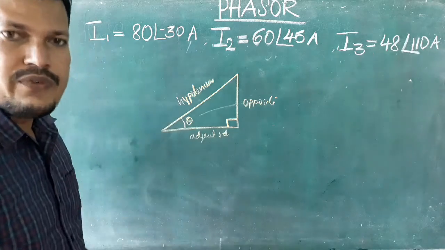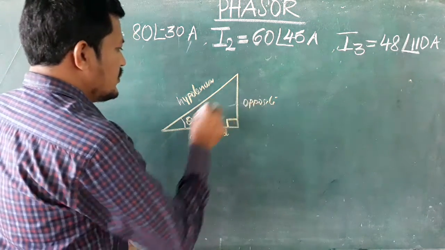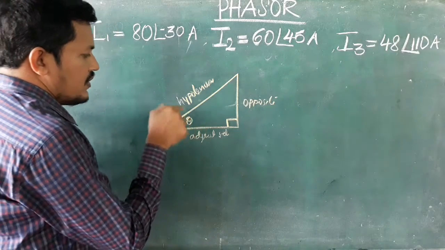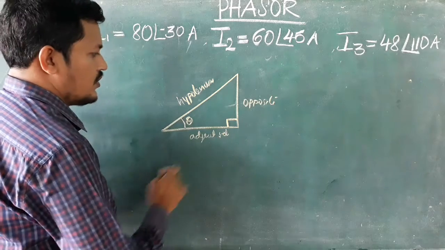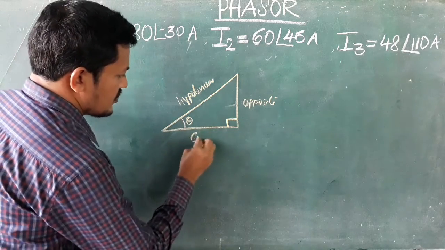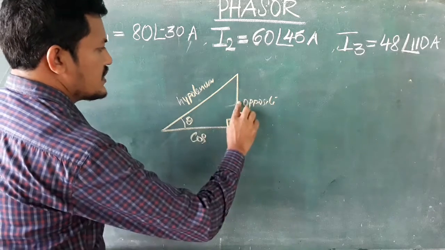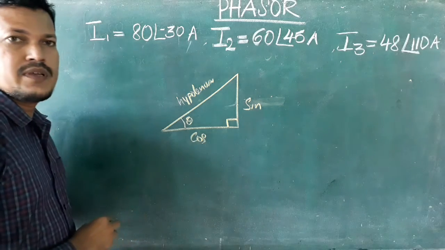So here we are using the trigonometric forms. Using the trigonometric form, according to angle theta, this is the cosine side or cosine component. This is the cos component side. Here the opposite side is the sine component side. Clear.